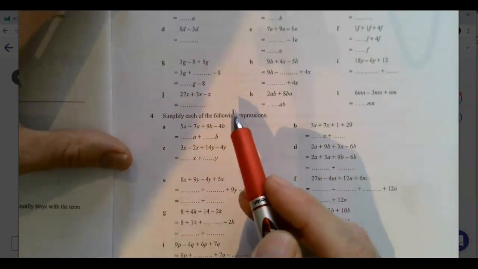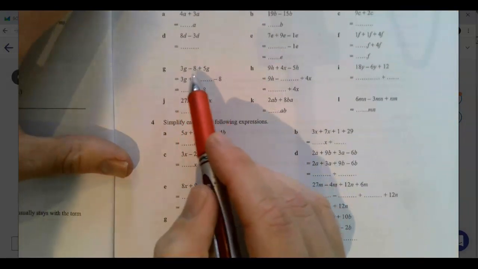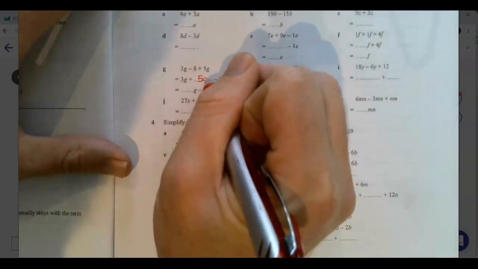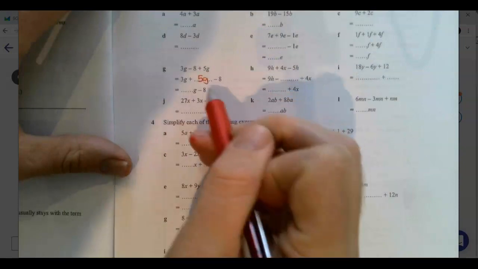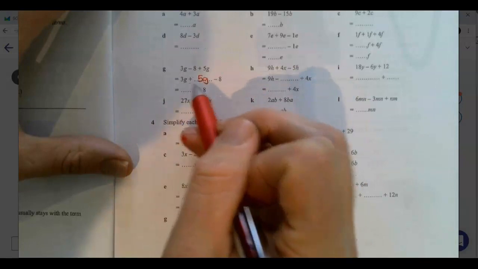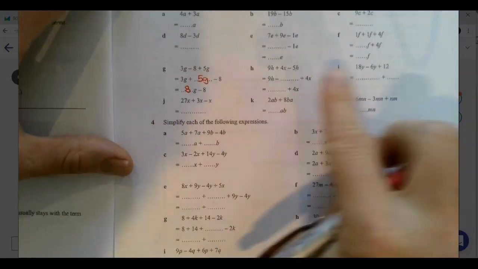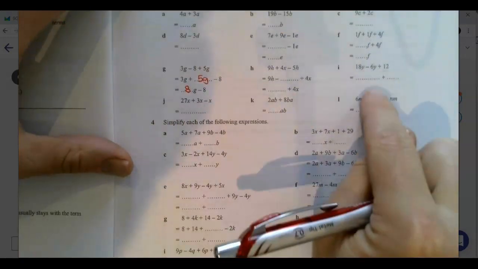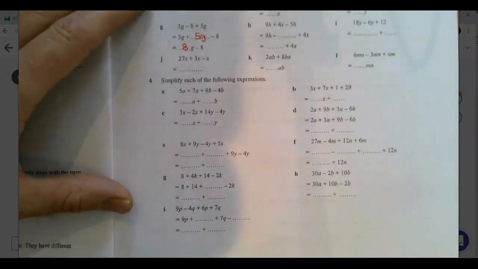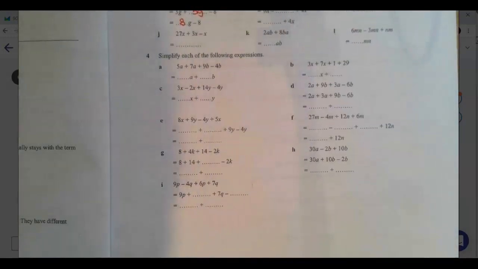For example, if I pick this question here, 3g minus 8 plus 5g, the first thing they've tried to do in their working out is reorder those so all the g's are together. They've taken 3g and 5g and put those at the front, so it's 3g plus 5g minus 8, and then 3g plus 5g is just 8g. That's our final answer here. Where they want you to fill the gaps, that's your first step: bring together things that are in the same family, the like terms. That's the same for question 4 underneath.